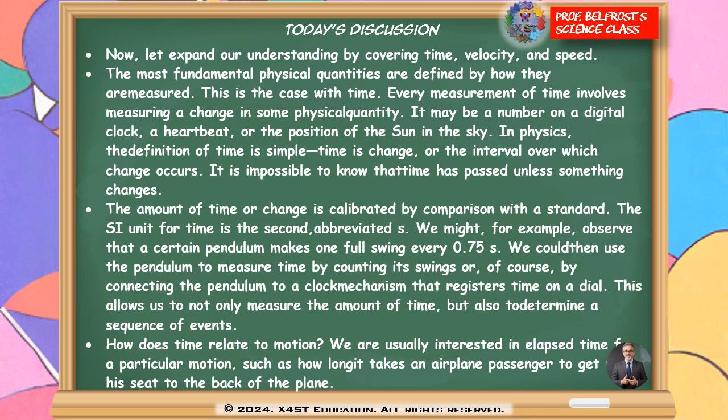So the amount of time change is calibrated by comparing with a standard, and for the SI unit, that is the second. You can use many things to register the change, for example, a stopwatch, a pendulum, or whatever. So how does time relate to motion? We're usually interested in elapsed time for a particular motion, such as how long it takes an airplane passenger to get from his seat to the back or the rear of the plane.